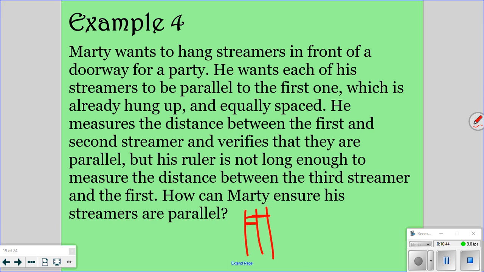Using the theorem that we just looked at, the transitive property of parallel lines, if he makes the streamer parallel to the one right next to it, then it's always going to be parallel to the first as well. And so that's how he can do it. Just make sure that the two right next to each other are parallel, and as he goes, as long as those are parallel, it's going to continue to stay parallel with all the other ones as well.